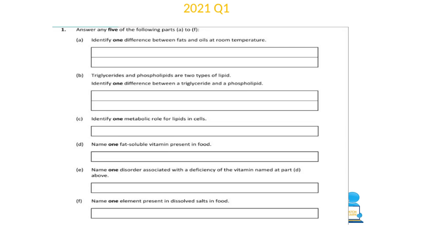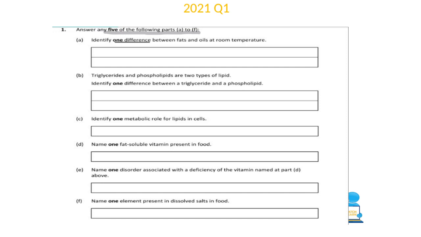Next question we're going to look at is 2021, and again notice that this question appeared as question number 1 on this particular paper. Again, it's a similar style to the previous question we looked at, and they're asking us to answer any 5 of the following parts A to F. Of course, A to F again is 6 parts, but we're going to answer all 6 and will be marked on the best 5. Again, we're going to take our time and really understand what we've been asked.